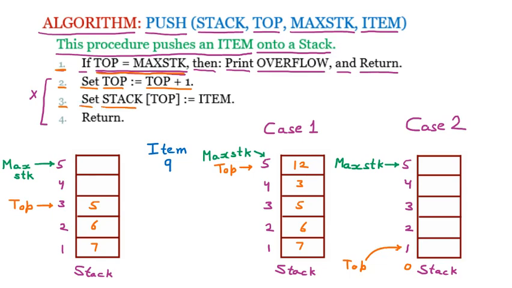Set stack top. Stack is like an array and top means 1, just like we say A1 means the array name is A and 1 is the index value. Similarly, stack top means stack 1. I am talking about this particular block. So stack top is equal to item. And what is the item? The item is 9. So the item is placed here. Successfully we have inserted one element into the stack, and afterward it says return.